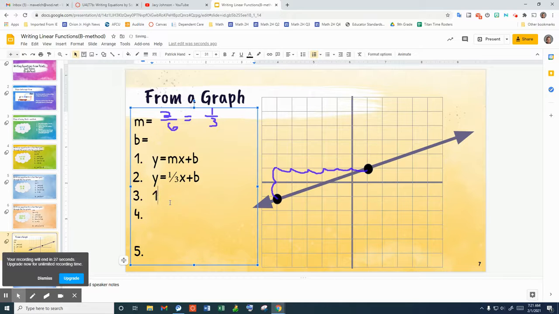So I'm going to have 1 is equal to 1/3 times 1 plus b. Now, when I multiply this out, I get 1/3 times 1, which is 1/3, and then I'm going to subtract it over. So I'm going to get 2/3 is equal to b, and our equation is going to be y is equal to 1/3 x plus 2/3. And that's it.